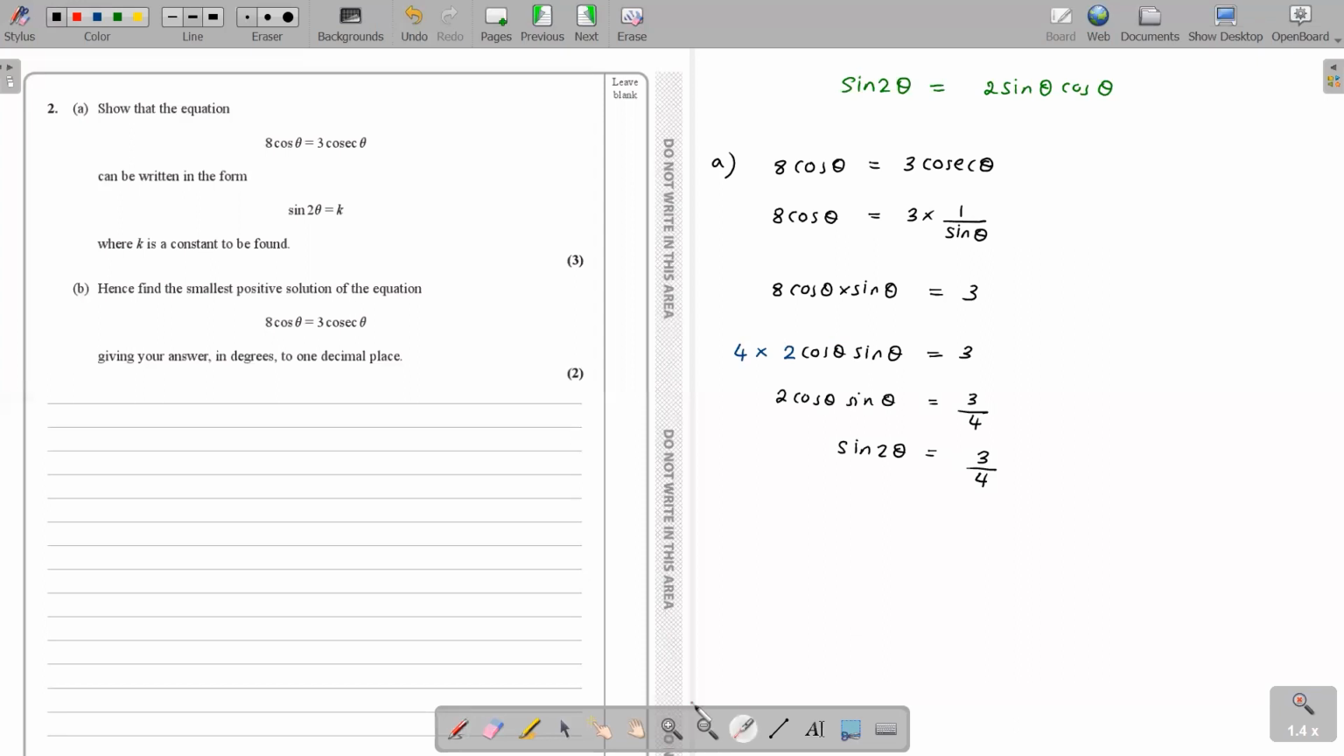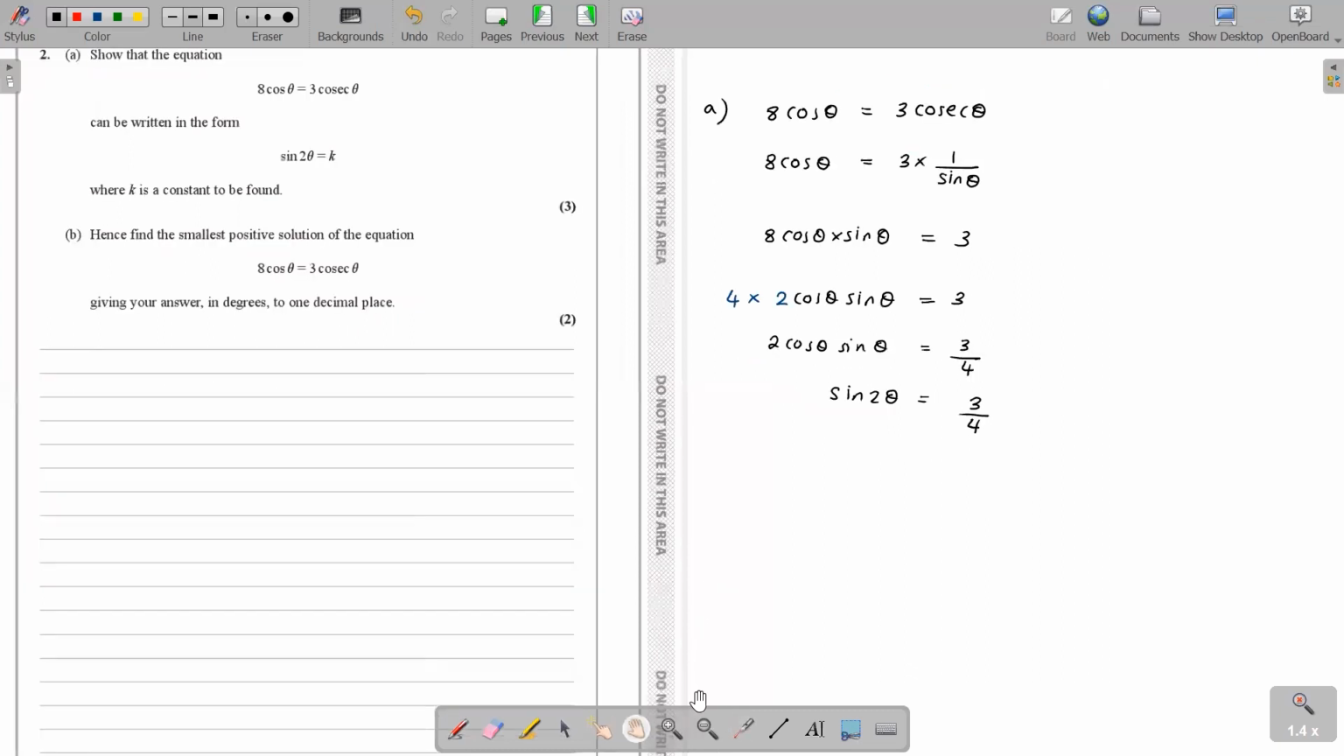Then they say in part B, hence find the smallest positive solution of the equation 8 cos theta equals 3 cosec theta, giving your answer in degrees to 1 dp. Okay, they just want the smallest positive. Now, we actually reduced this equation onto this, right? 8 cos theta equals 3 cosec theta, we reduced it to sine 2 theta equals 3 over 4. All you need to do is to solve it and get the very first positive answer, isn't it? So what do we do here? We say, first of all, we can work with the compound angle.